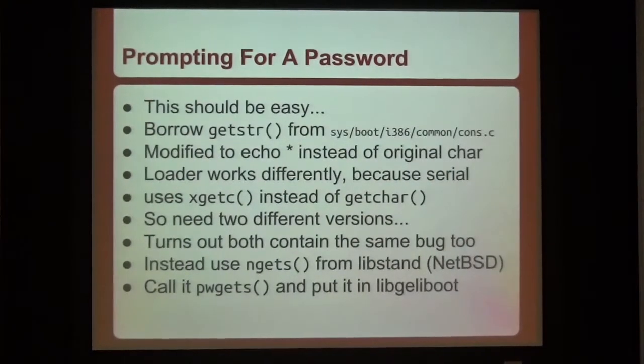So then what I thought would be fairly easy, which is to ask the user to type in their password. The first version I did, I borrowed the getStir from the common console code, which lets you prompt for stuff all the time. And then I modified it so instead of echoing back the character you typed, it would echo the asterisk.